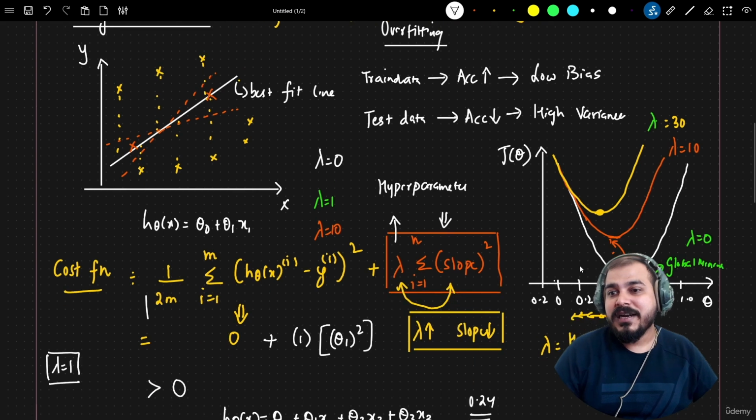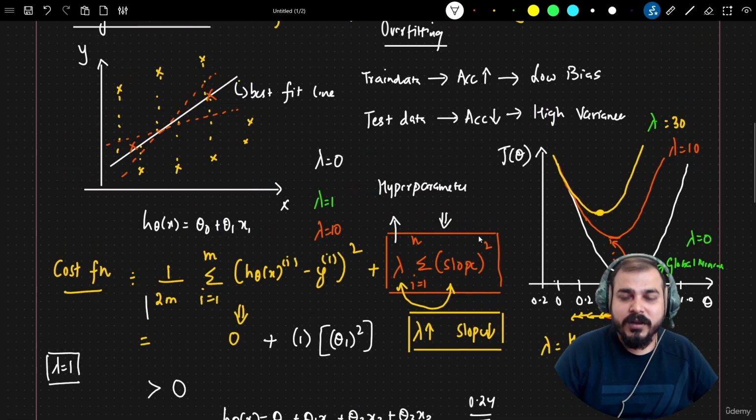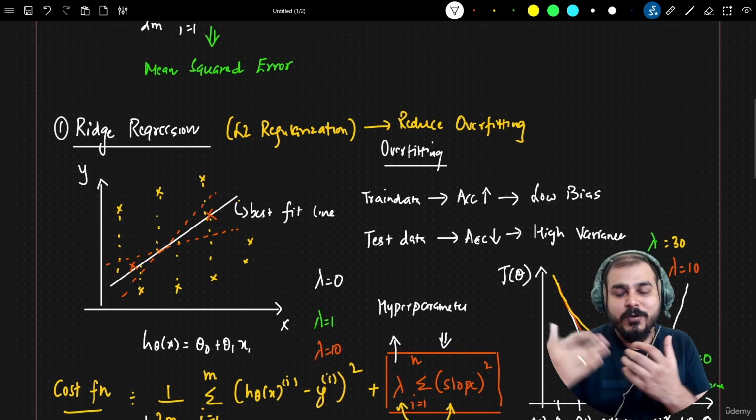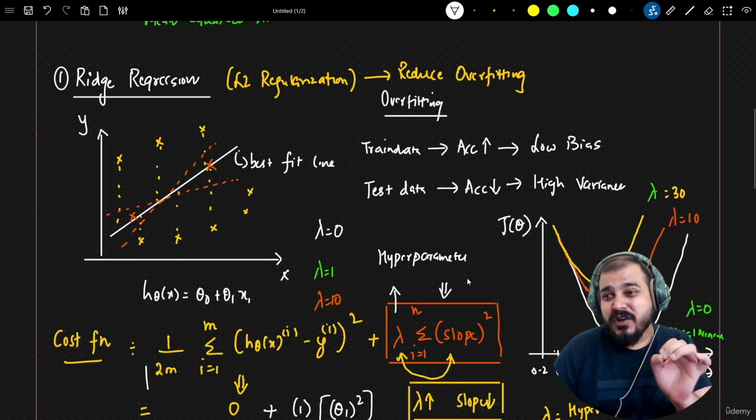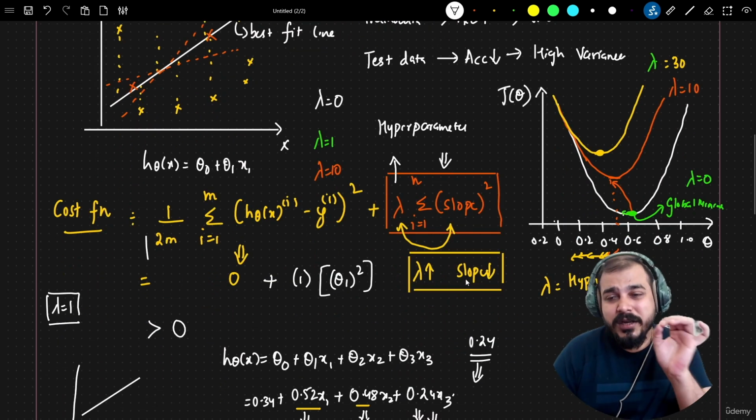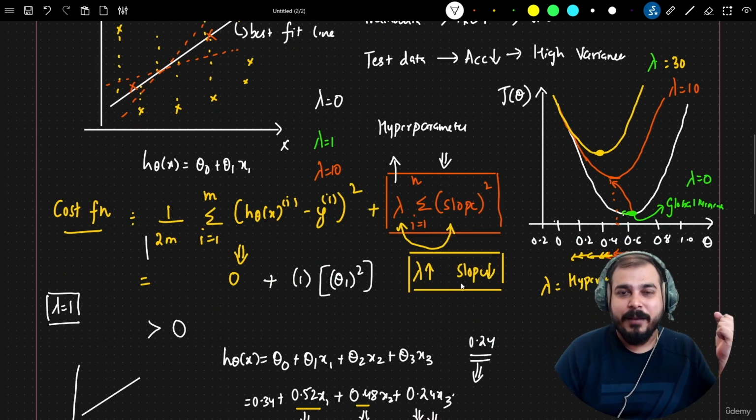I hope you are able to understand the relationship between lambda and slope. So please just try to go through this video again. This all maths you really need to know, guys. Then only you'll be able to understand what things are actually happening.